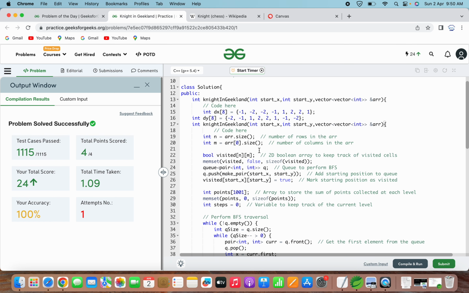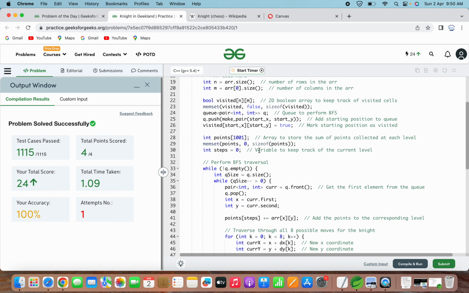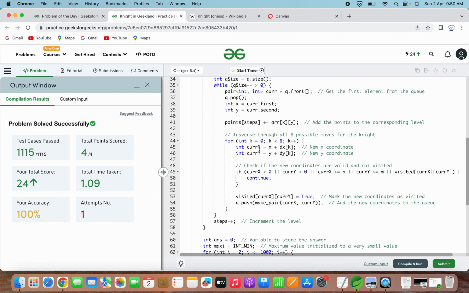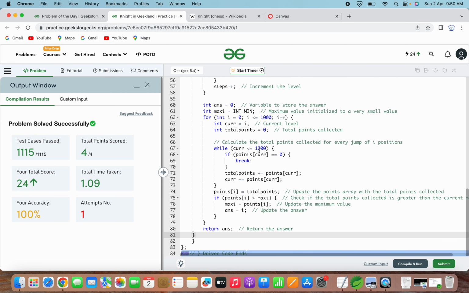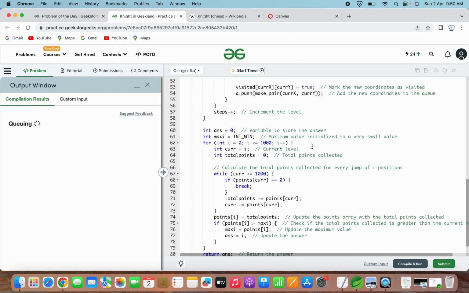So yeah, you can see the code here. I'll just scroll line by line. Exactly the same thing has been done. Anyway, I'll be providing the code in the description box. Please do check that. Okay, so let's try compiling this code with C++.